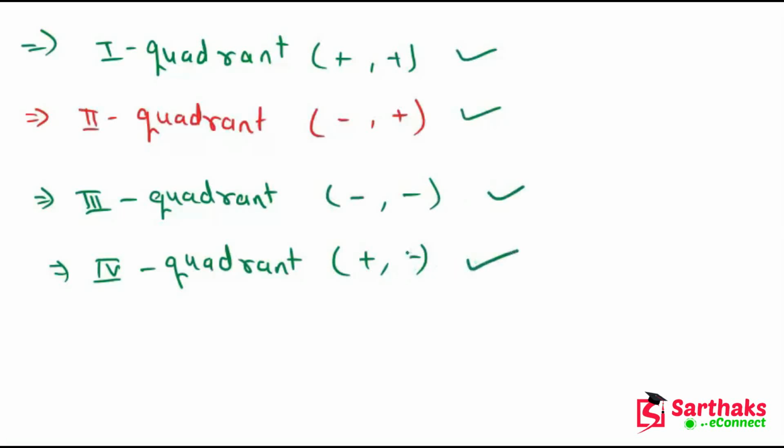Now, one thing you have to remember is that the first part is always the x coordinate and the second part is always the y coordinate. It may be positive or negative, it doesn't matter. This is the method to represent the coordinates, as I told you in the previous slides.